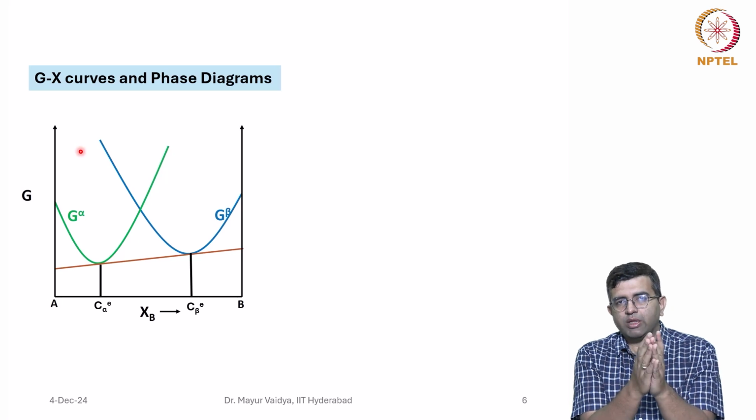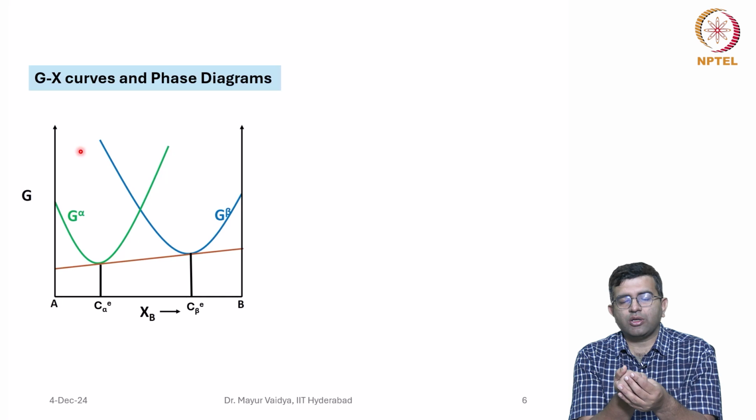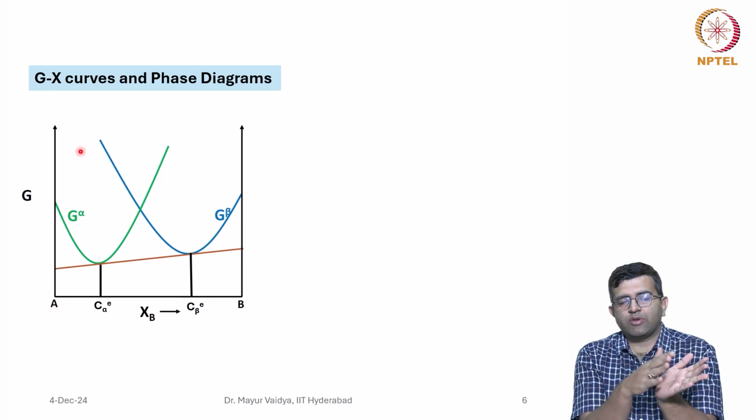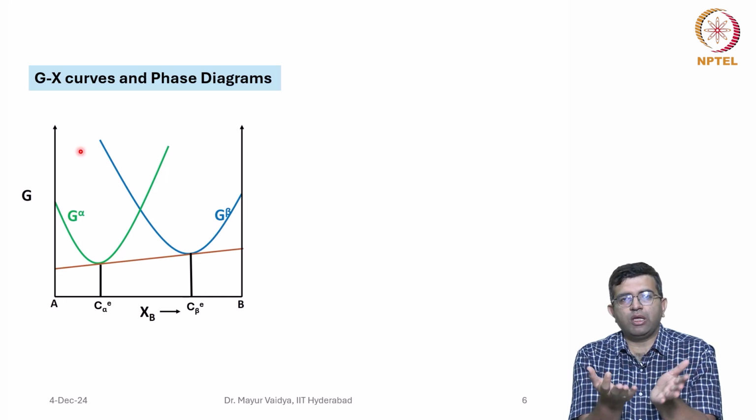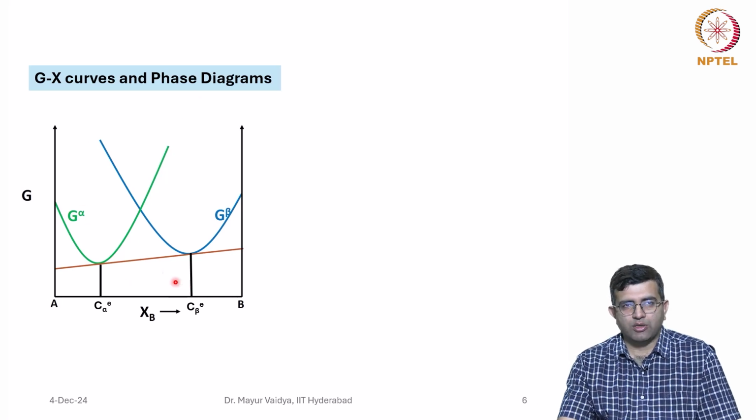So, if there are two phases alpha and beta which can exist at a given temperature, then whichever phase has the lowest free energy will be the one which exists. Remember, this is drawn at a constant temperature. Now, if you compare the compositions from this point A to this point C alpha equilibrium, clearly G alpha has lower values than the G beta curve here. Similarly, from C beta equilibrium to this point, G beta has the lowest values.